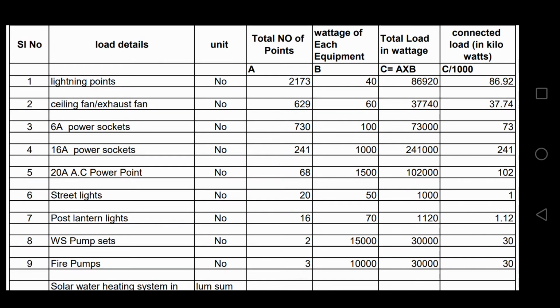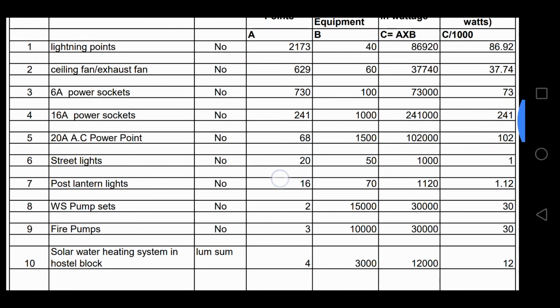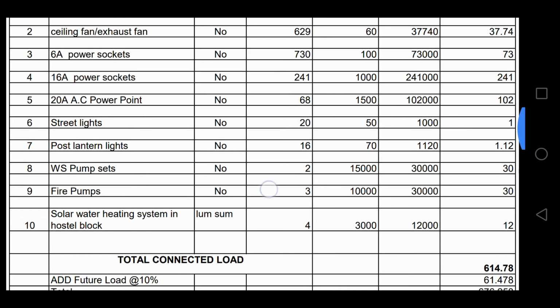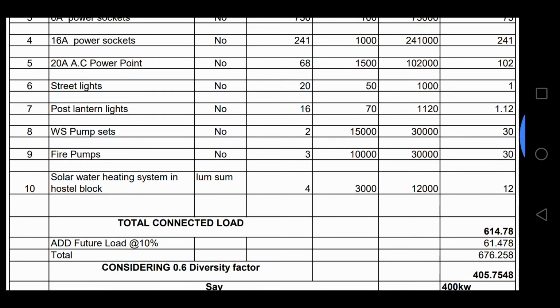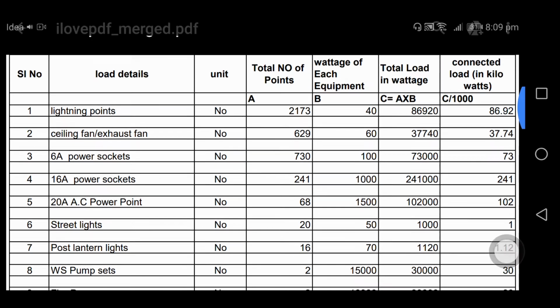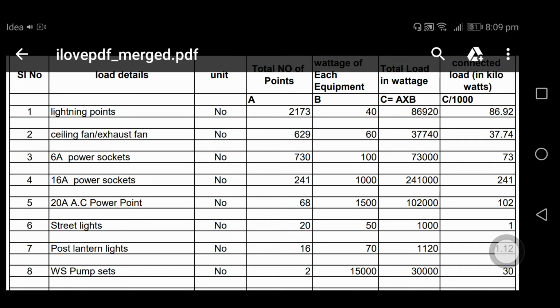light points, ceiling fan points, exhaust fan points, 6 amp sockets, 20 amp AC sockets, street lights, post top lanterns, the pump sets, water supply pump set, fire pump, solar water heating system, and any geysers if you install them in the solar water tank. You have to list out all the load particulars.